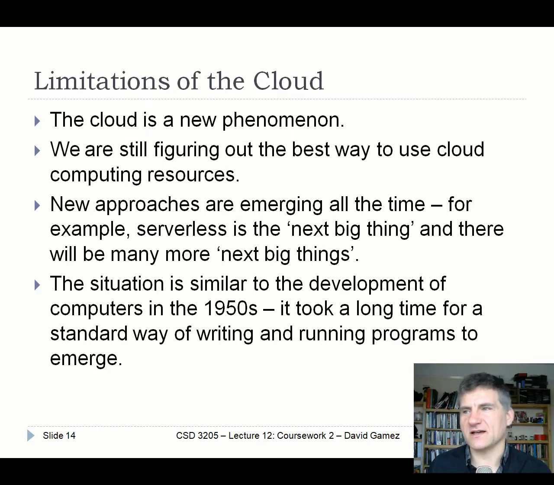There was none of this writing in a high level language and compiling down to assembly or any of that. Or the von Neumann architecture with the memory and the CPU and all that. None of this was clear at the time when they were developing these things. It was a slow process in which the modern way of using computers, which we're all super familiar with, came into being through lots of people collaborating and trying different approaches. So it took a long time to get to the standard way of writing and running programs. And the situation now is kind of similar with the cloud.